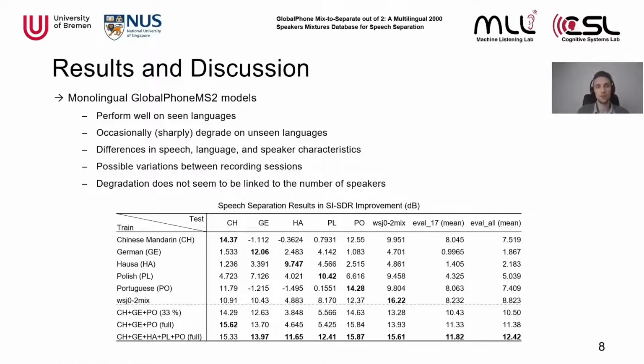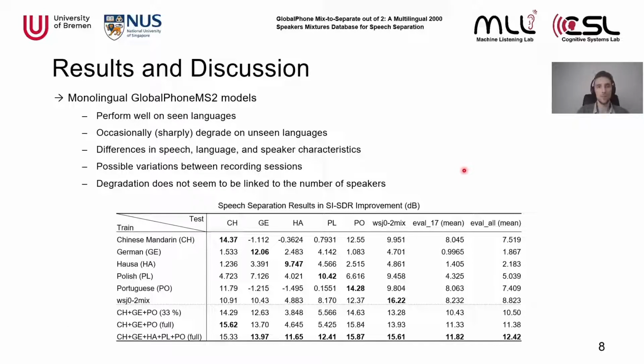This slide shows the results of our monolingual and multilingual models tested on seen and unseen language settings. We report the performance in terms of SI-SDR improvement, which is defined as the difference between the SI-SDR of a separated signal and the SI-SDR of the signal before the separation. We individually report the results on the languages which were also part of the training, and with eval 17, we report the mean SI-SDR improvement over the remaining 17 GlobalPhone MS2 languages. With eval all, we report the mean SI-SDR improvement over all GlobalPhone MS2 languages and the Wall Street Journal Zero-to-Mix database altogether.